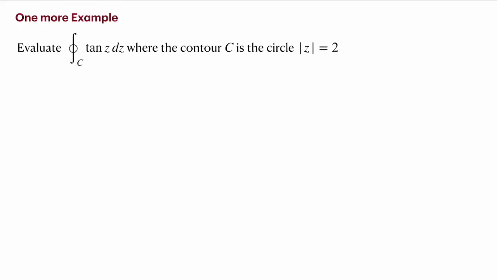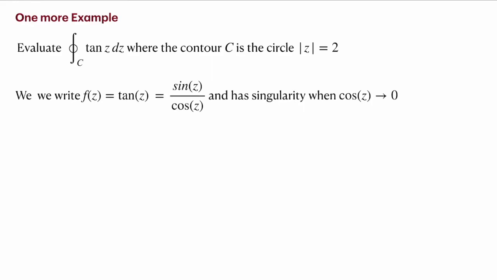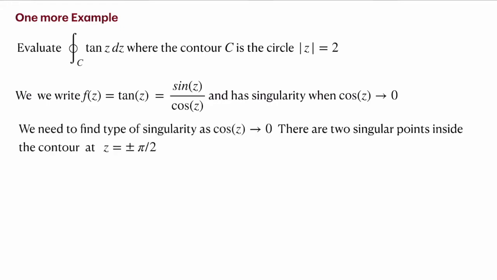Let's evaluate the contour integral of tan z dz over the contour mod z is equal to 2. So this is a circle with the radius 2 centered around the origin. Now let's find out the singularities of this function f of z equal to tan z. We write it as sin z by cos z, and then we have a singularity when cos z goes to 0. But when we look at our interval, we have only two values at which cos z goes to 0, that is at z is equal to plus or minus pi by 2. The rest of the points are outside our contour, and we do not have to consider them.